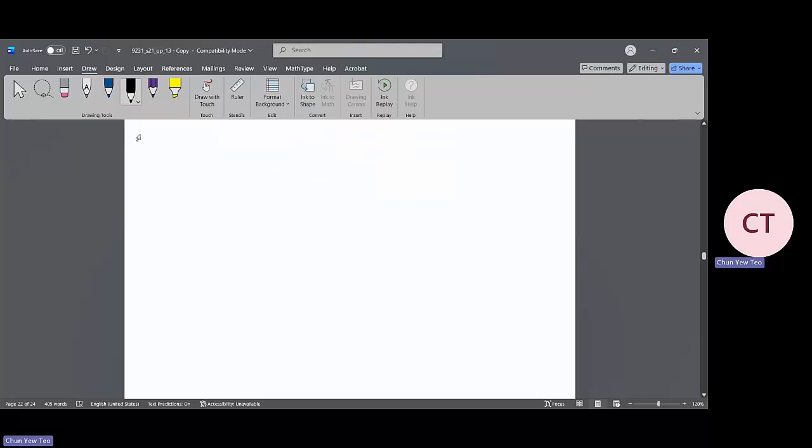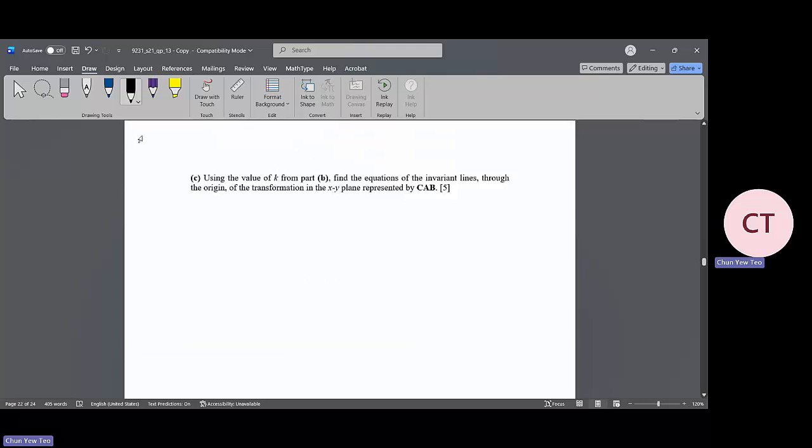Done for the B. Now we move to the C. Using the value of K from the part B, which is K equal to negative 2, we want to find the equations of invariant line for the CAB. So your CAB now will look like, replace K equal to negative 2 inside. Then you can get the CAB is a 10, 16, negative 1, 0.